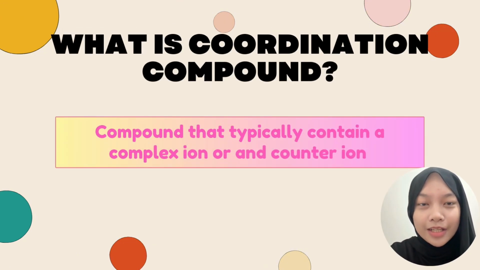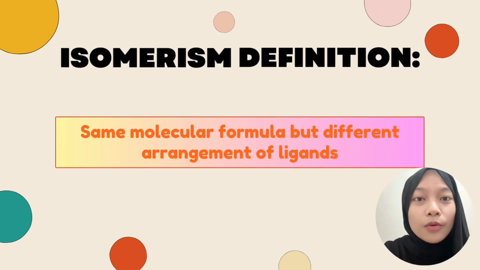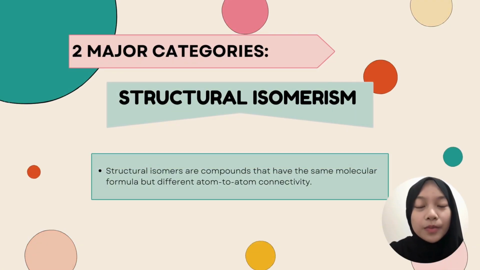What is a coordination compound? A compound that typically contains a complex ion or counter ion, while the isomerism definition is the same molecular formula but different arrangement of ligands. There are two major categories. The first one is structural isomerism. Structural isomerism refers to compounds that have the same molecular formula but different atom-to-atom connectivity.